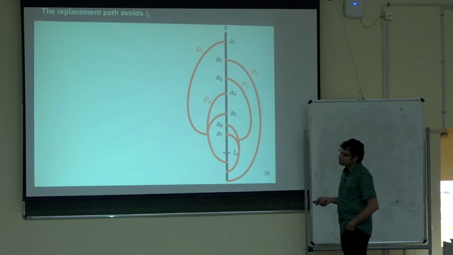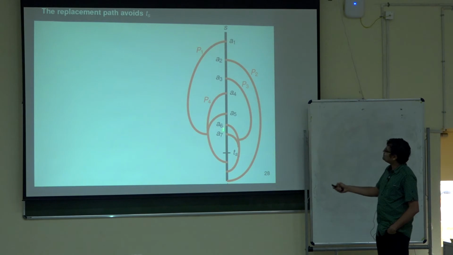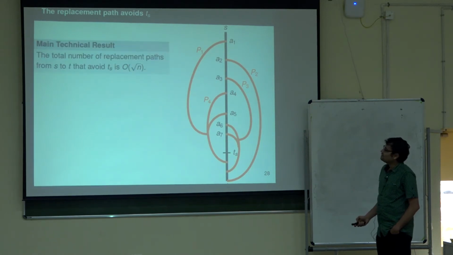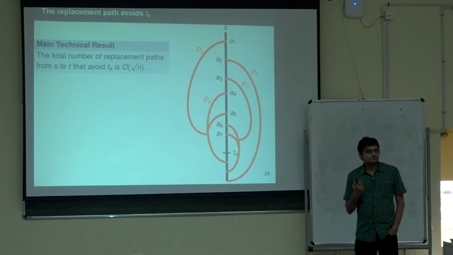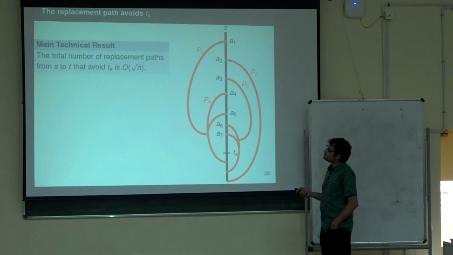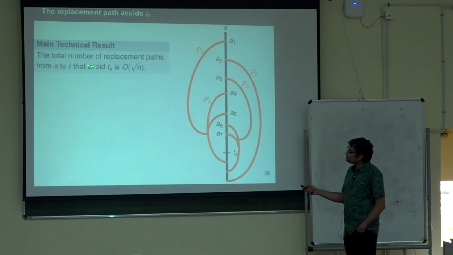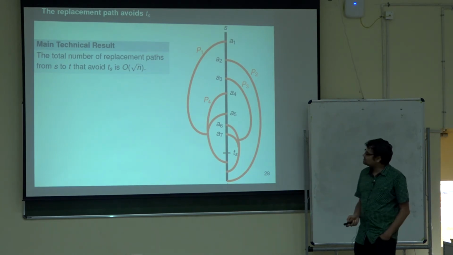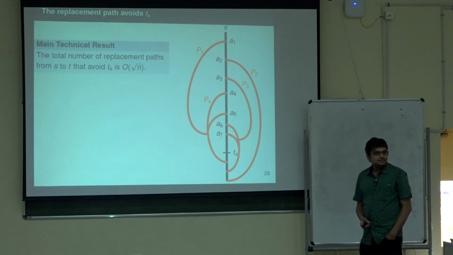What if the replacement paths, so these are all replacement paths, and these are avoiding TS2. Okay, so these replacement paths are avoiding edges on the STS path, but they are avoiding TS2. And this is the main technical result of this paper. It says that the total number of replacement paths from S to T that avoid TS2 is order square root of n.